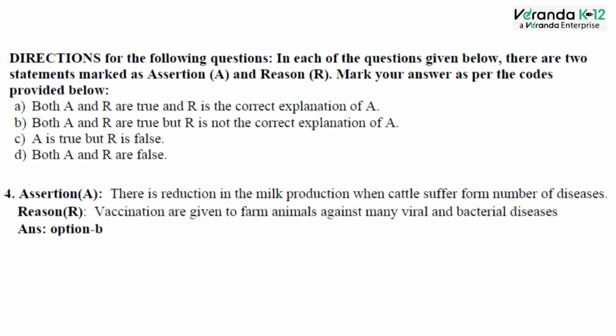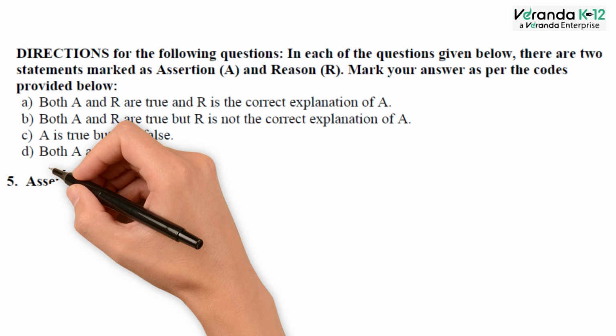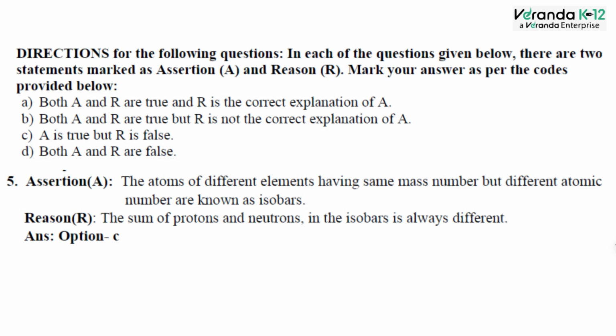And question number 5. Assertion: the number of different elements having same mass number but different atomic number are known as isobars. Reason: the sum of protons and neutrons in the isobars is always different. So here option C is the correct answer.